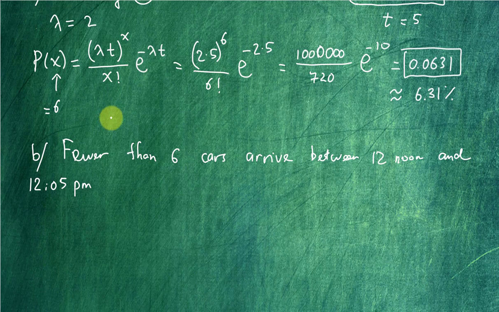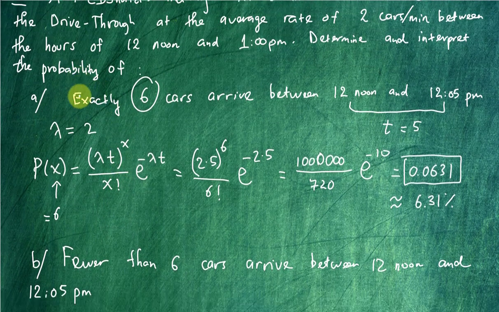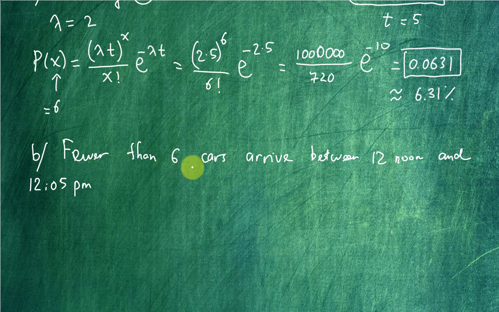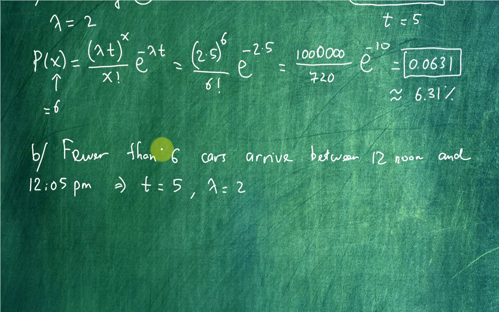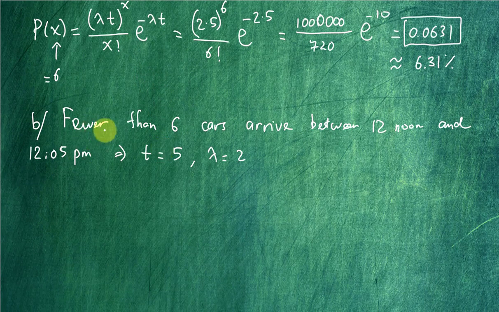Okay, so the next part, we are asking to find the probability of fewer than 6 cars that will arrive between the 12 noon and 12:05 p.m. Now, this is the same time interval from 12 noon and 12:05 p.m. So we should get the same time interval of 5. And we also have the lambda. It's also the same thing as before, 2. And now we are asking to find p of fewer than 6. That means p of random variable x less than 6.